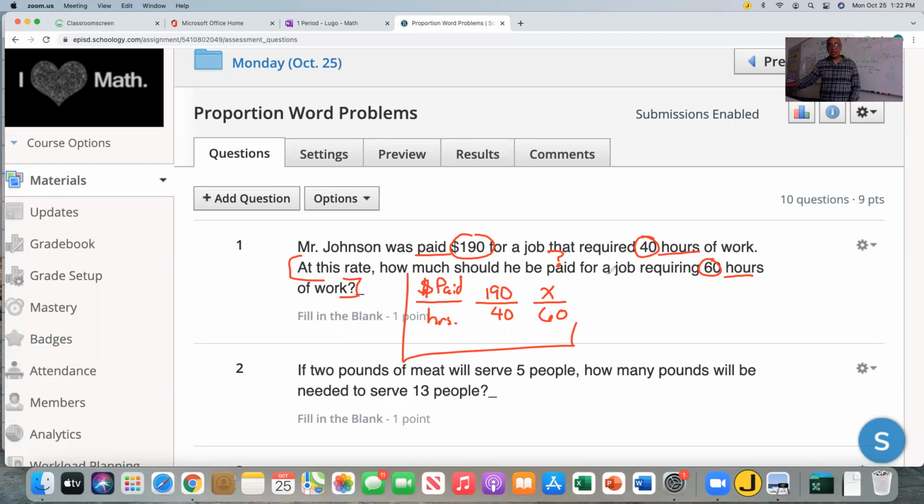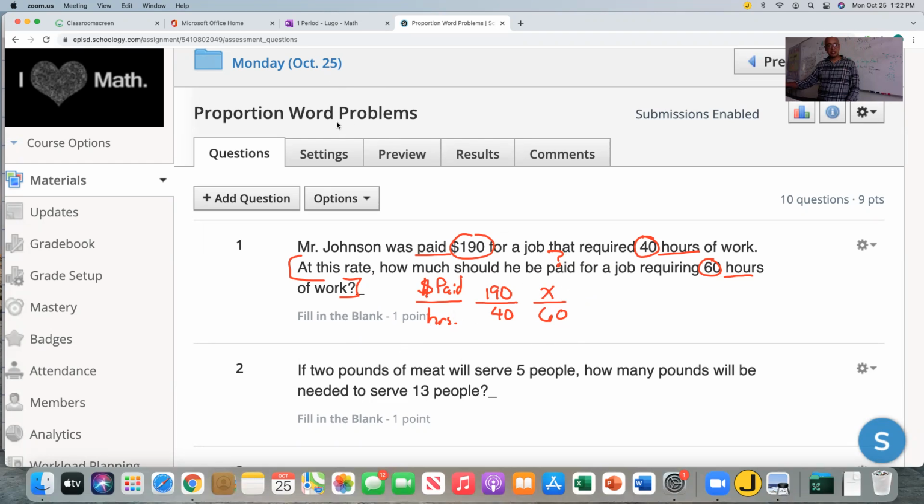Ladies and gentlemen, writing this down is your first step. If you do not know what you're comparing, you need to slow down. You need to write down, what are you comparing? What is the ratio between those two things you're comparing? The amount paid for hours. And then we're building another fraction that we want to be equivalent to that ratio.